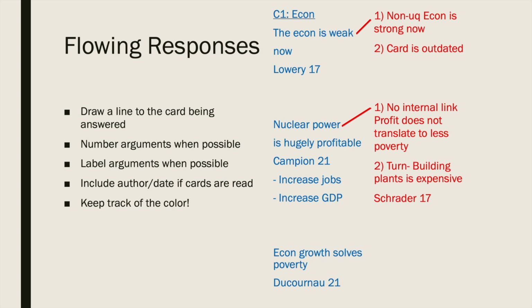And then include the author and date if cards are read. So if you read cards in the rebuttal, like in this case in the NC, the neg debater read a turn, the Schrader 17 evidence in response to the Campion 21 evidence. And that card you just flow as if it was in a case reading speech.